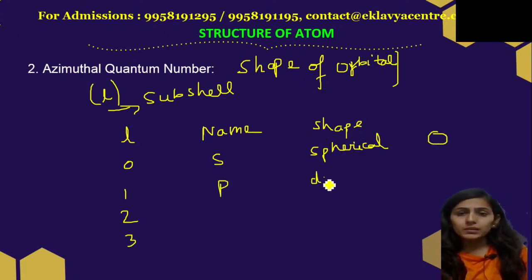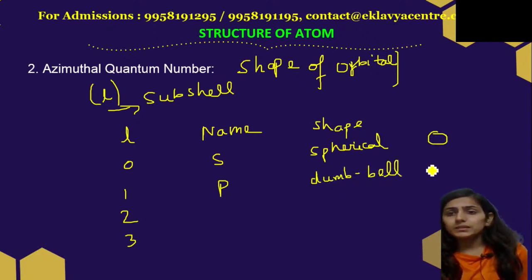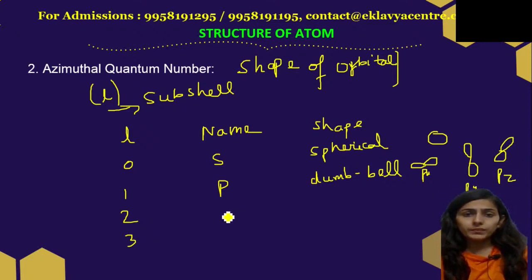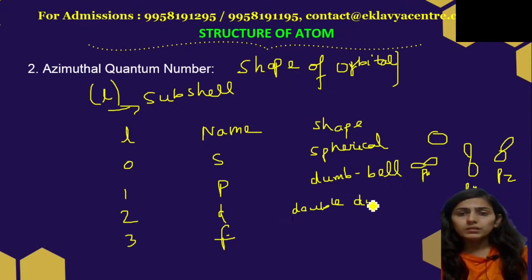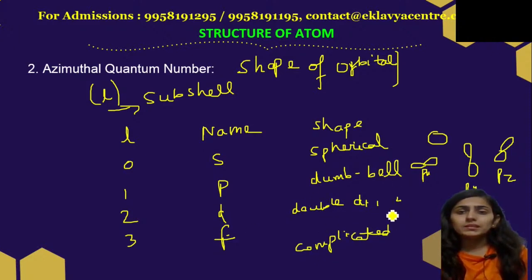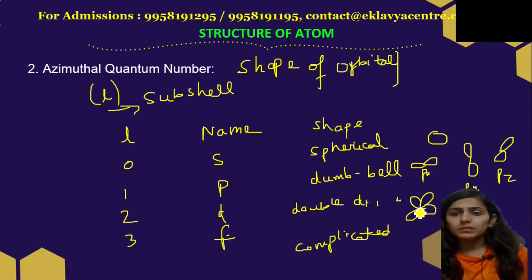P is dumbbell shaped. Suppose this is px along the x-axis, py, and this is pz. We have s, p, d, and then we have f. The d orbital is double dumbbell, and f has a complicated shape. If I talk about the shape of d, it's like this, double dumbbell.